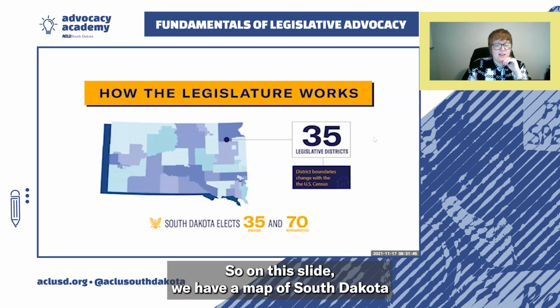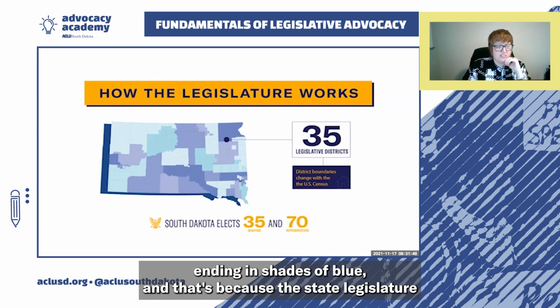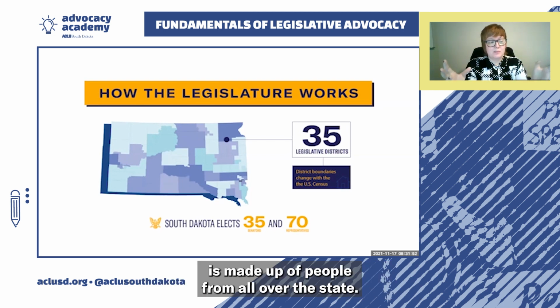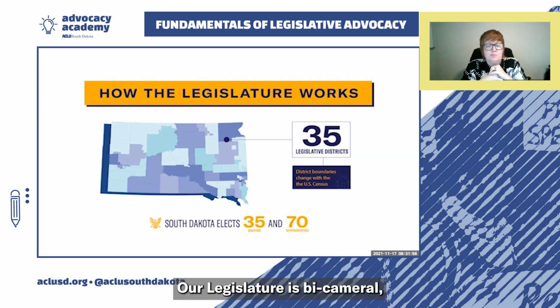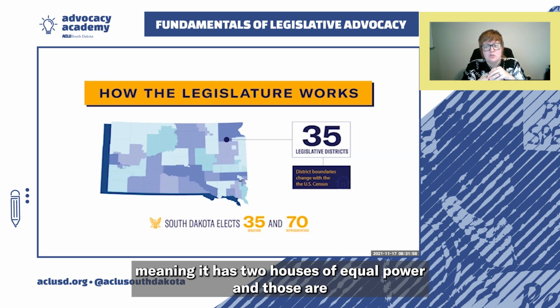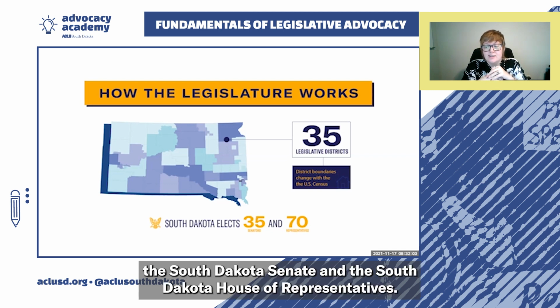So on this slide, we have a map of South Dakota in different shades of blue, and that's because the state legislature is made up of people from all over the state. Our legislature is bicameral, meaning it has two houses of equal power. And those are the South Dakota Senate and the South Dakota House of Representatives.